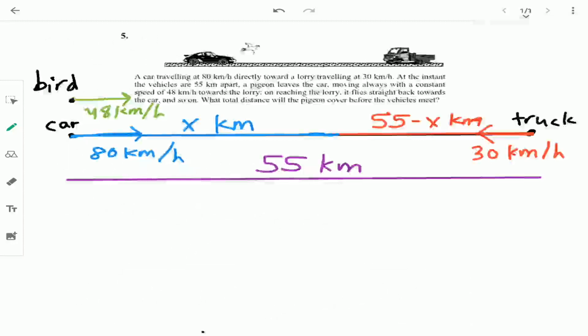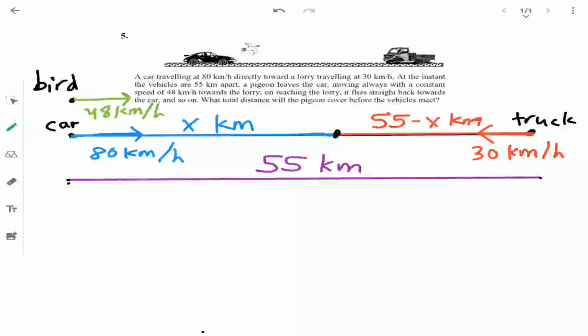Okay, so I've done a little drawing here to help illustrate the problem. So we have the car here and the truck here, and they are 55 kilometers apart, and it shows that the car travels at 80 kilometers per hour. Now both the car and the truck will meet at one point, right? This is the point. I'm highlighting it with the black point. So I've assumed that the car travels x kilometers and the truck travels 55 minus x kilometers, right?